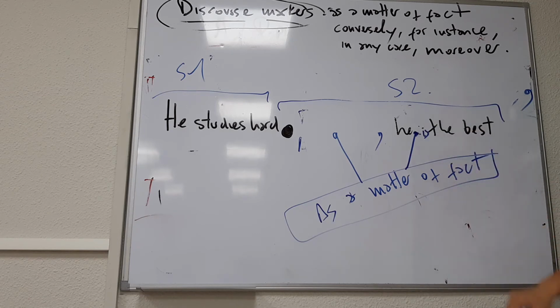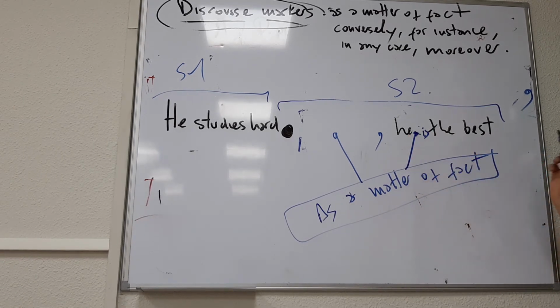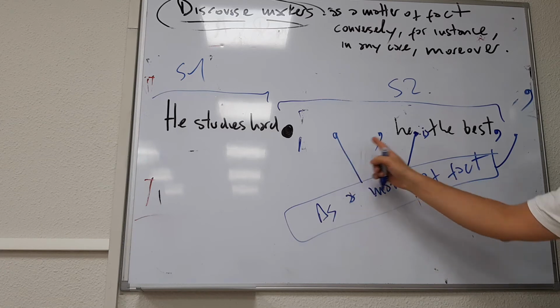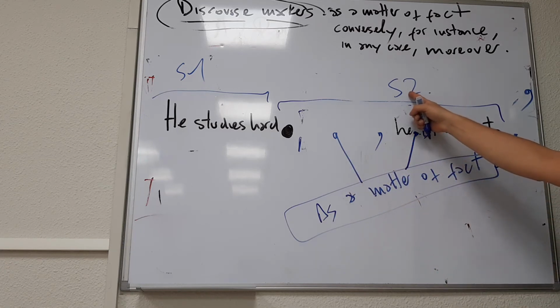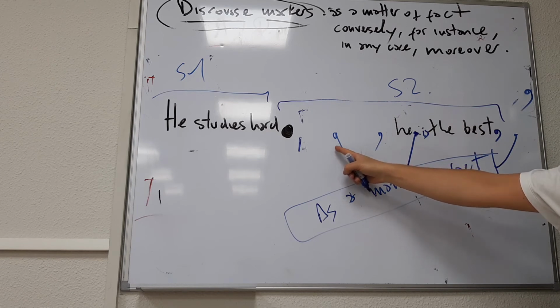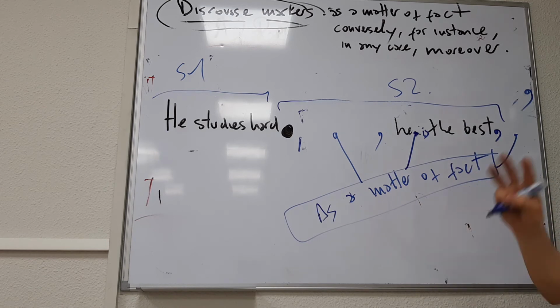Can you see it? "He, as a matter of fact, is the best." Or you can also put it at the end after a comma: "He is the best, as a matter of fact." So, 3 possibilities, as I told you before. Yeah? 3 positions, always in the second sentence. So far, so good?